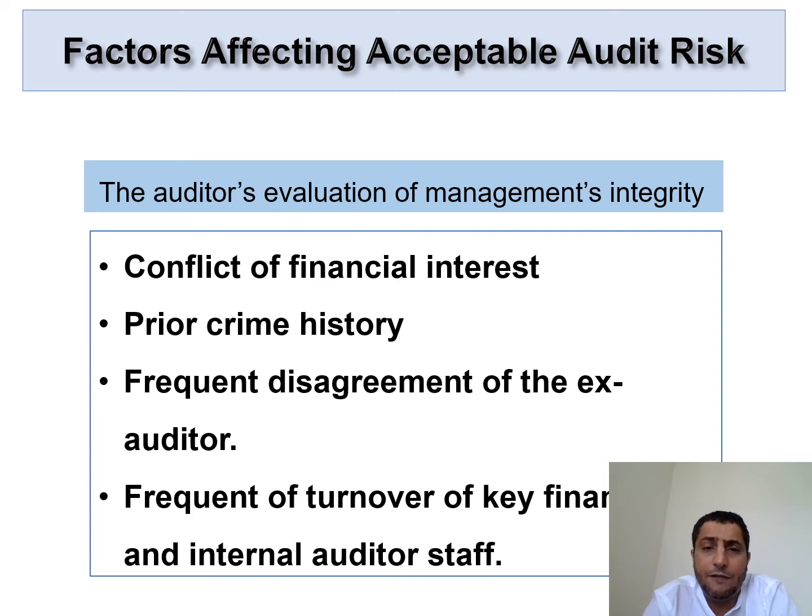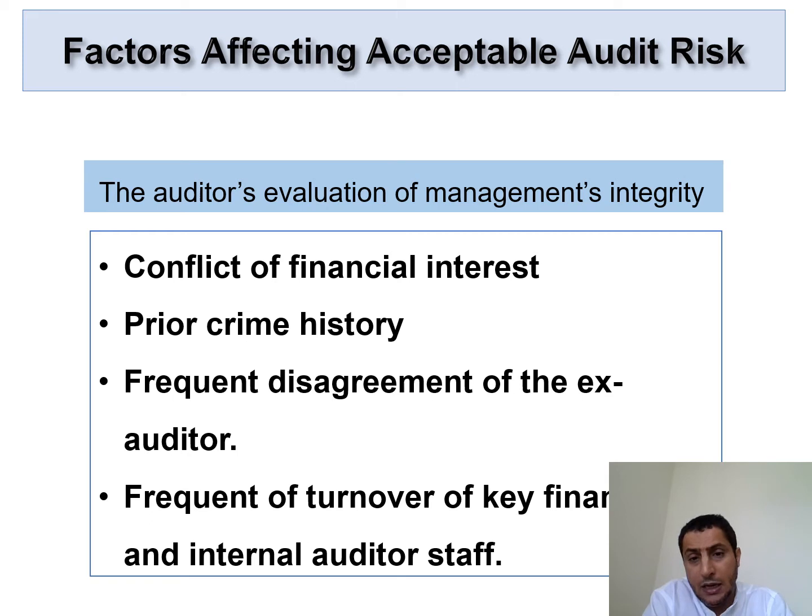The third factor affecting acceptable audit risk is the auditor's evaluation of management integrity. If the management has less integrity or dishonest features, the auditor should set the acceptable audit risk as low, because he or she accepts that due to the management's lower integrity, there is a higher possibility of material misstatement in the financial statement prepared by the management.